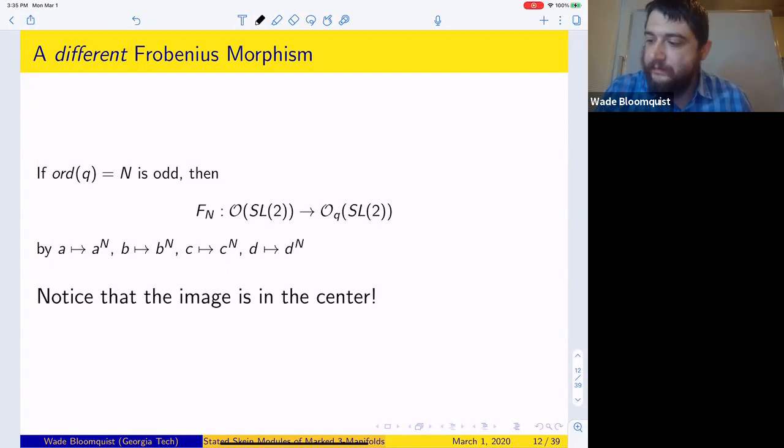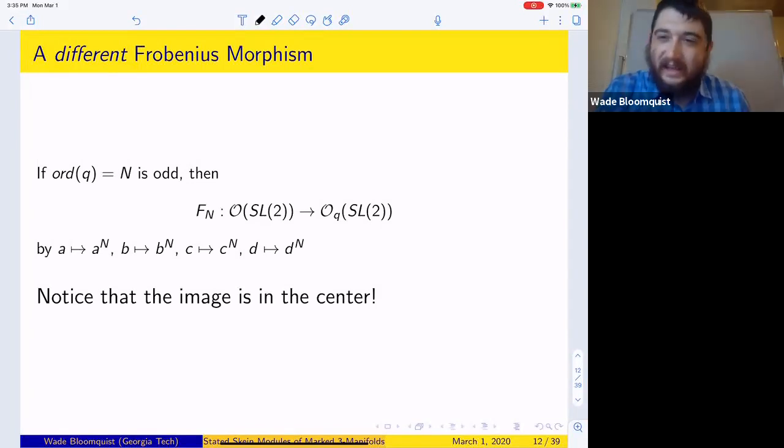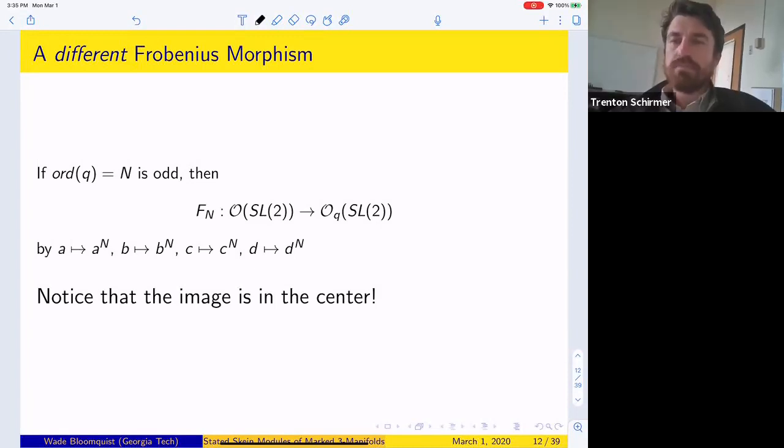This on just coordinate algebras. You're embedding the classical coordinate algebra into the center of the quantum coordinate algebra. Why do you need n to be odd? If it's not, you can run into some issues where actually things are just skew commuting, but it's not particularly important.